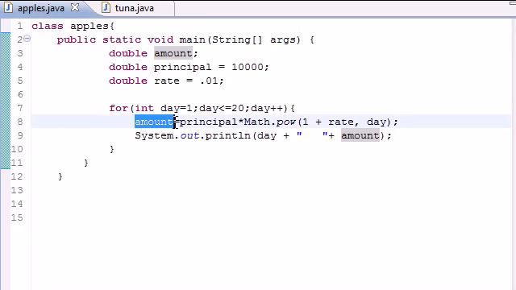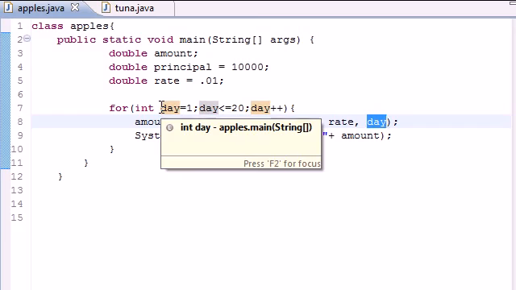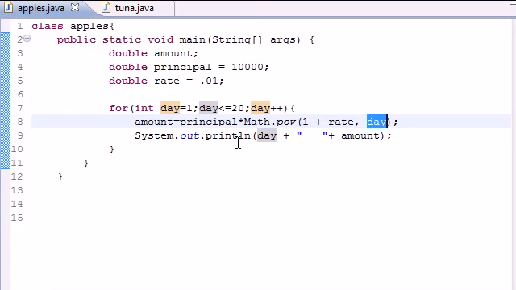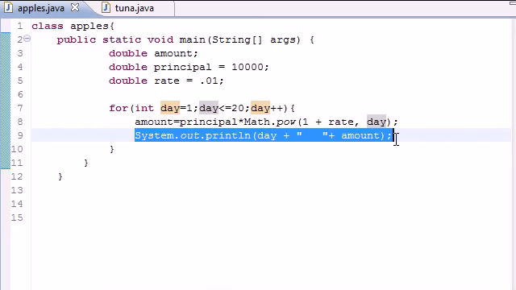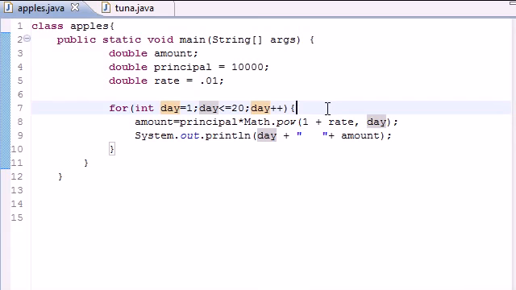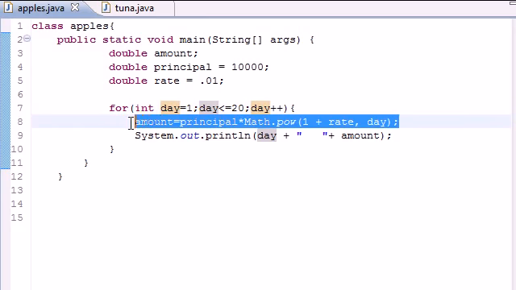We want to set the amount, which we don't know yet. It equals the principal times 1 plus the rate, which is 0.01, to the power of the day. And this is where the for loop comes in handy, because this goes 1, 2, 3, 4 all the way to 20. And next, we just output it on the screen. If you're watching this tutorial, Google the formula for compound interest and you'll be able to follow along easier. It's kind of hard seeing it unless you're looking at the formula. But that's pretty much how you calculate compound interest.